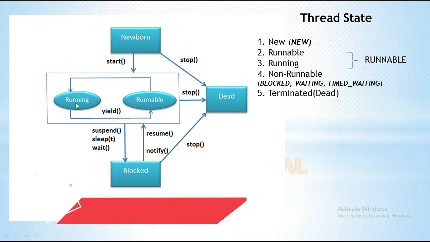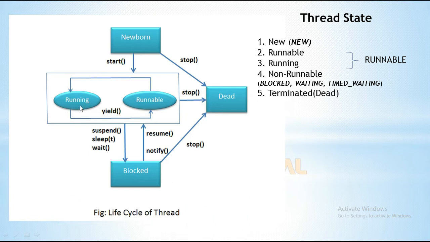But sometimes there is a thread already in the running state and we want to put that running thread back into runnable. Then we have the yield method. We will discuss all these methods in an upcoming video. You don't need to worry about them now. Here we just need to understand the thread life cycle.